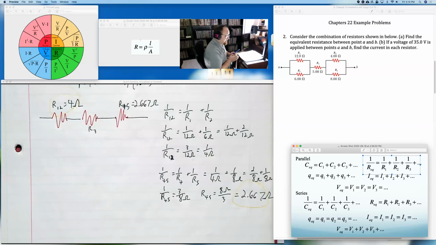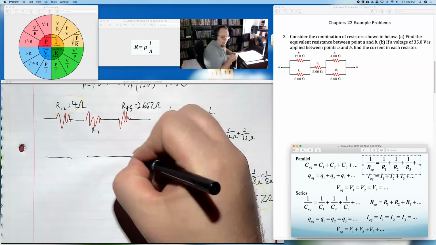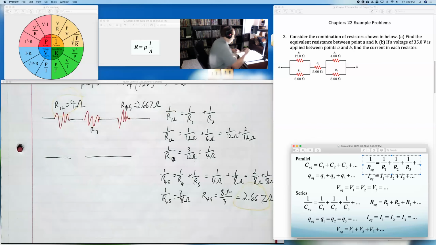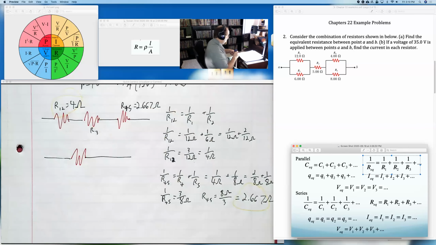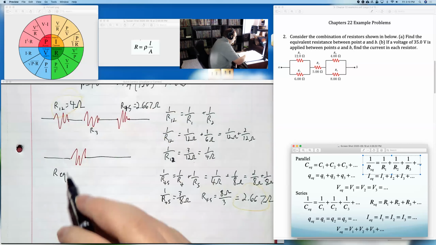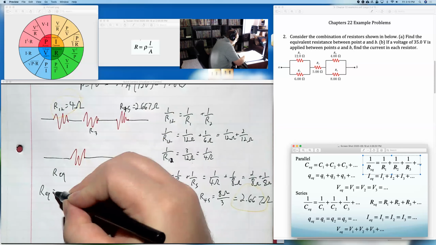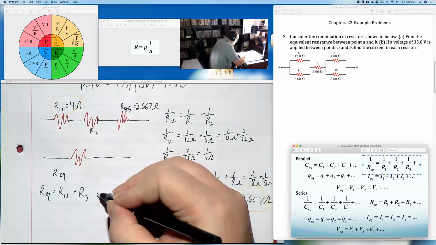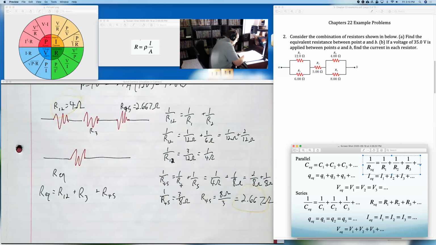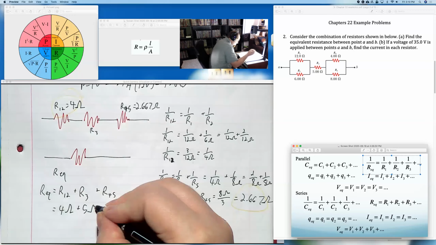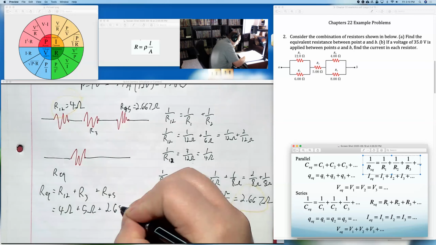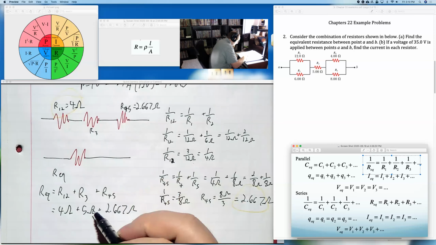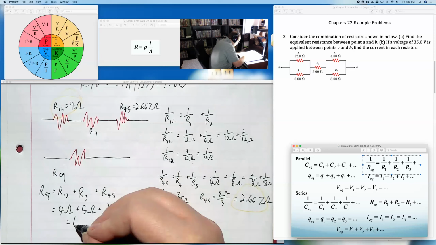Once I have those, now I just have 3 resistors in series. And if they're in series, I can treat them as one resistor, where the equivalent resistance would just be the sum: R12 plus R3 plus R45. Which is going to be 4 ohms plus 5 ohms plus 2.667 ohms. 5, 9, 10, 11, which is 11.7 ohms.